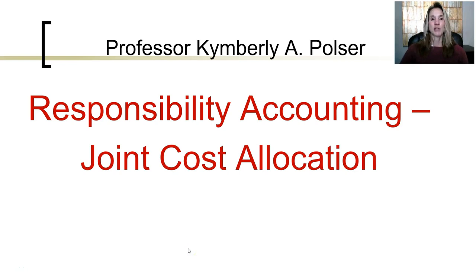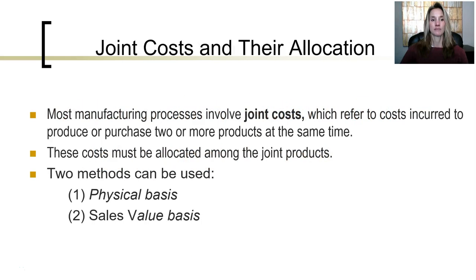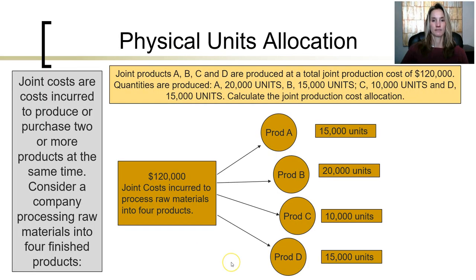This episode looks at methods to allocate joint costs. Most manufacturing processes involve joint costs, which refer to costs that are incurred to produce or purchase two or more products at the same time. These costs must be allocated among the joint products produced. There are two methods that can be used: the physical basis and the sales value basis.